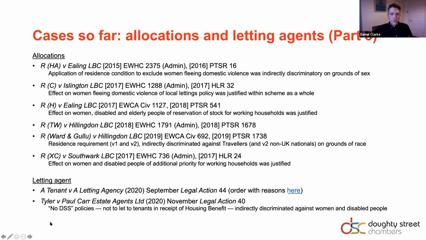So looking so far, the main area in which there seem to have been any indirect discrimination arguments which have made it to reported judgment is in the area of allocations. So I've listed there a number of cases in which policies were either found to be unlawfully indirectly discriminatory on grounds such as sex or disability. Particularly, there've been a number of cases regarding residence requirements, those discriminating against travellers and non-UK nationals in Ward and Gulu.